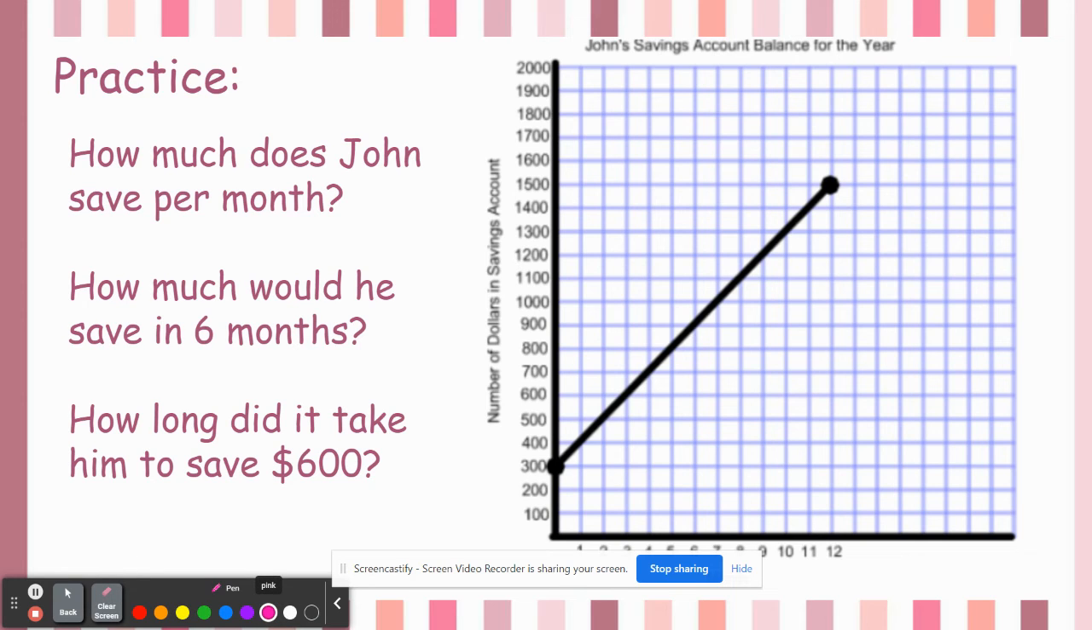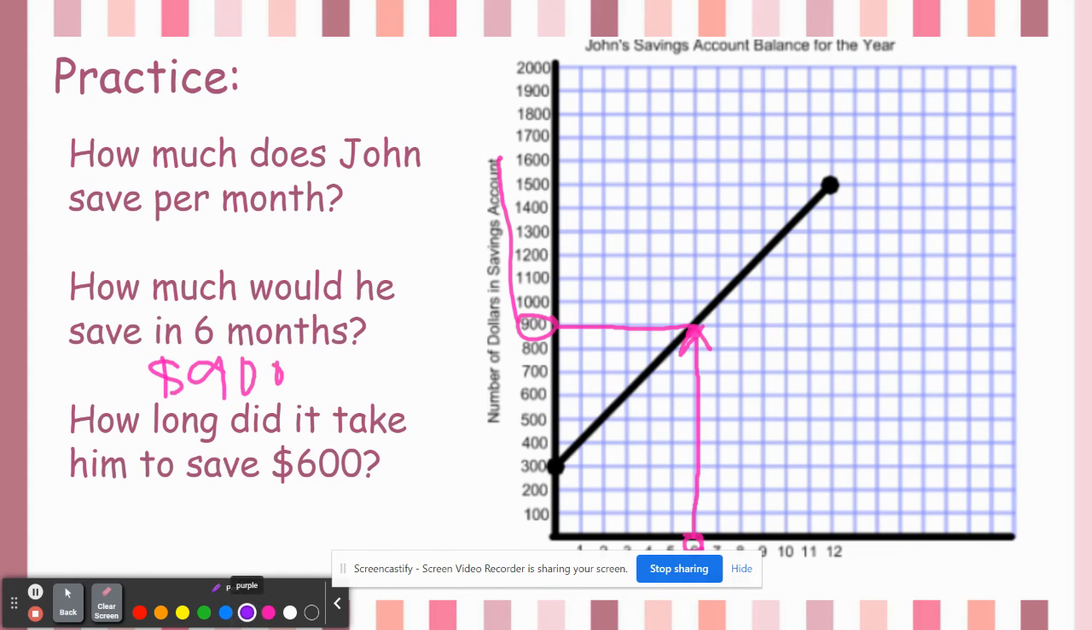Okay, the next question says, how much would he save in 6 months? So here's 6 months here. If I want to know 6 months, I need to get to the line because that's what this graph is for. So here is that line. How much was that in savings? Here's our savings. So let's see. How much was that? That was at 900. So that's $900.